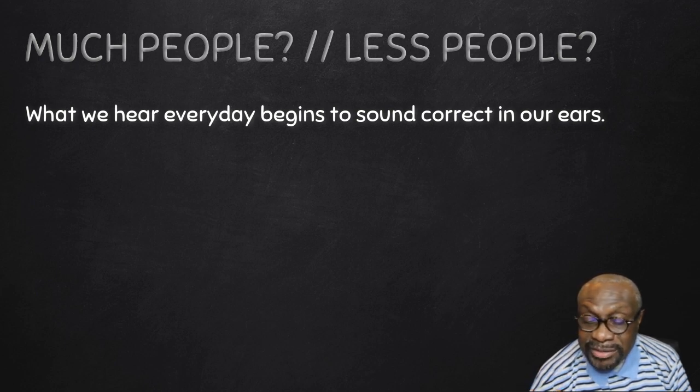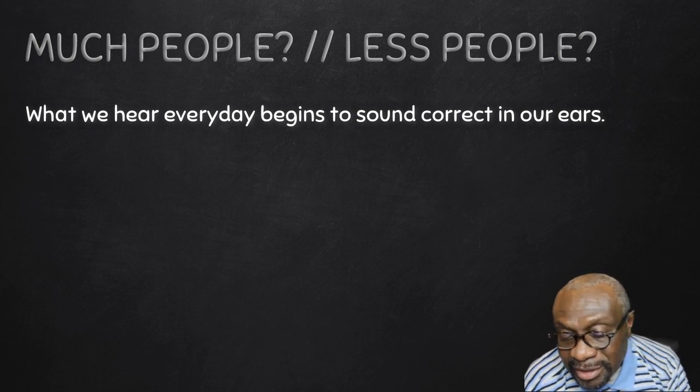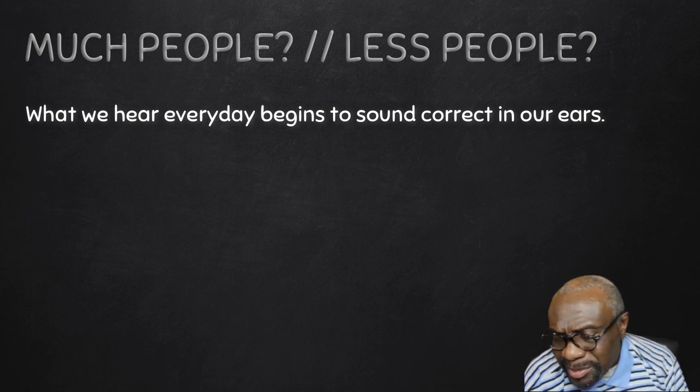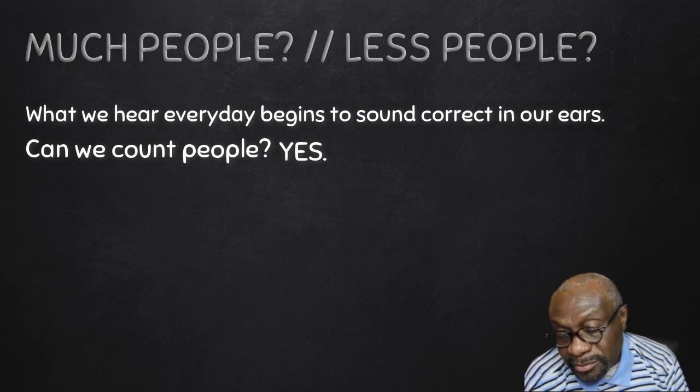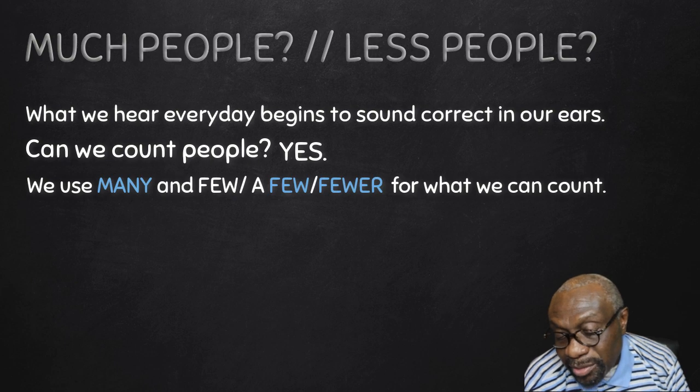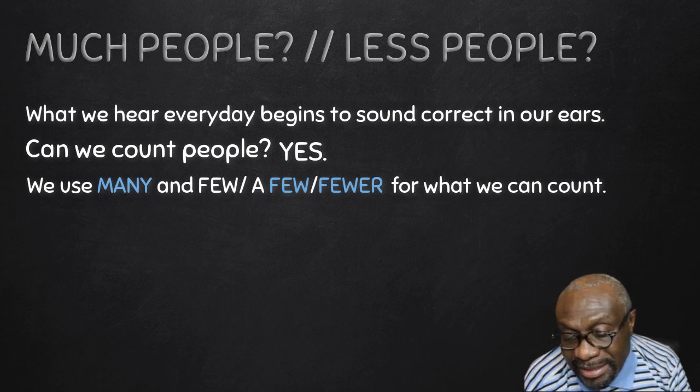We remember that much is used for that which you cannot count, less for that which you cannot count, and then many and fewer for that which you can count. Now, much people, less people. Now, what we hear every day begins to sound correct in our ears. Can we count people? Yes, of course, we can count people. So, we say many people, few people, a few people, fewer people for what we can count.